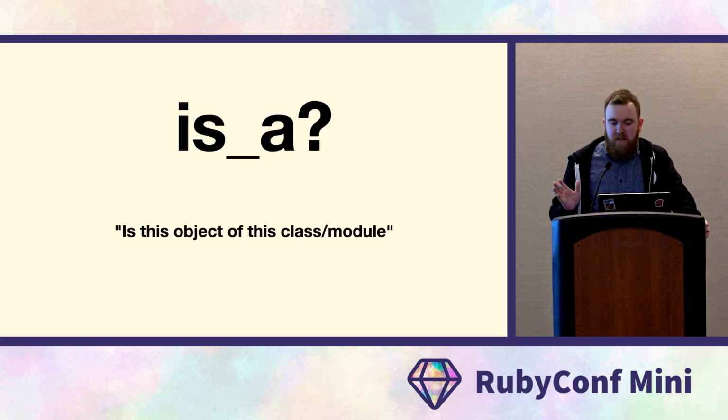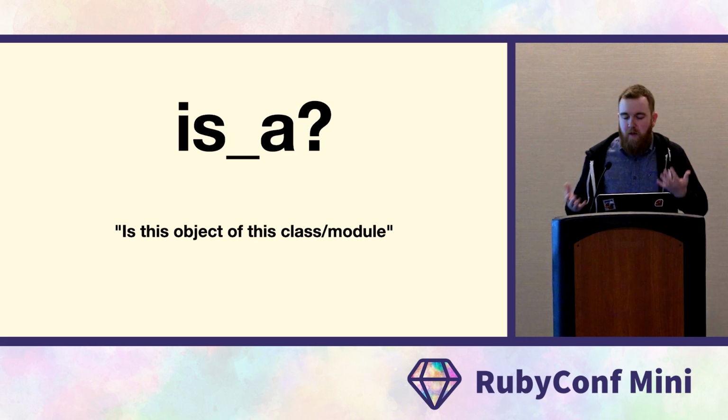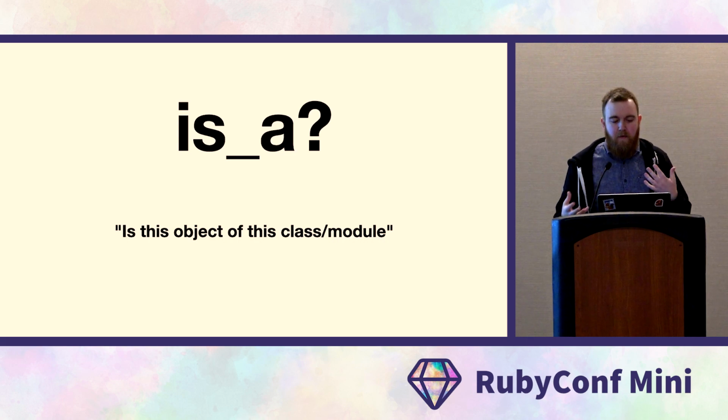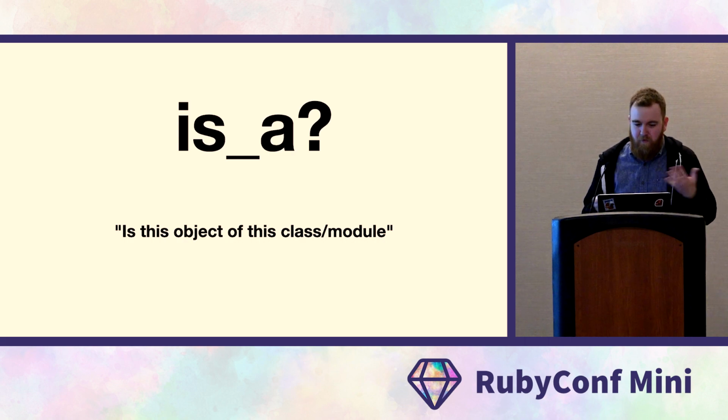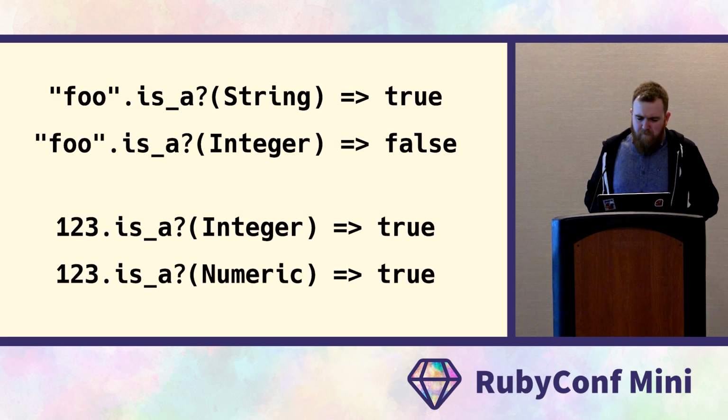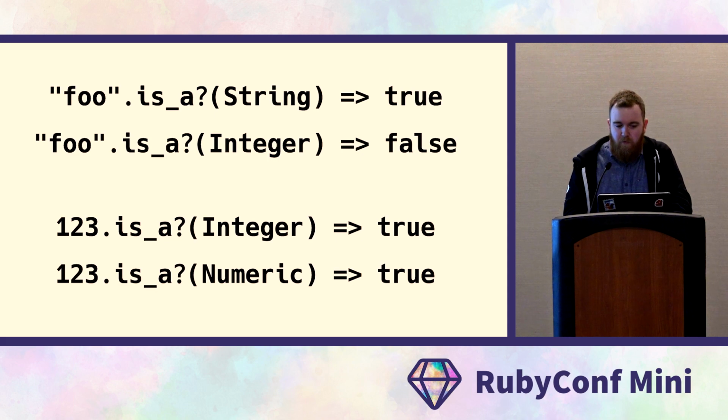This talk is about the is_a? method, which you can call on any object, and it tells you whether or not this object is of this class or module. I think the technical term is whether it implements this class or module, but basically it checks if it's an exact match or also the inheritance chain. So a few quick examples just so we're on the same page. The string "foo", is it a String? Yes. Is it an Integer? No, it's not.